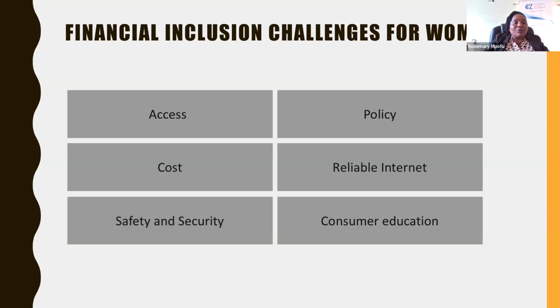So this goes even for policies that are being made, for cost of service, and for reliable internet, which is almost always a big challenge. When somebody wants to make transactions, they find that they do not have internet. So it's a big problem.